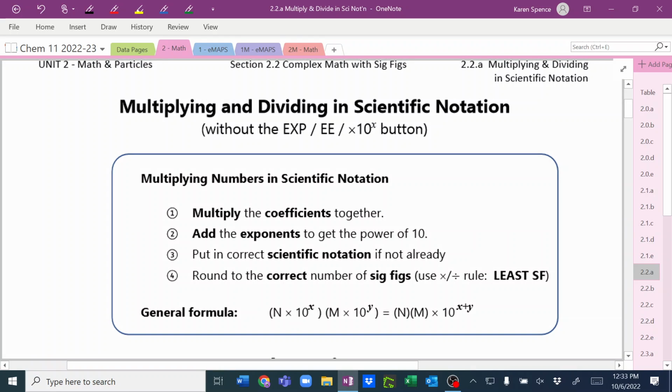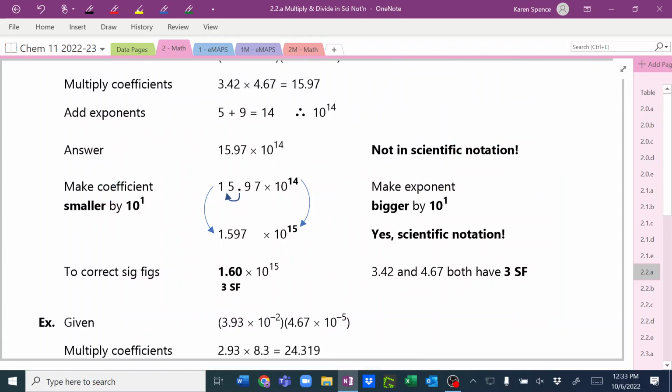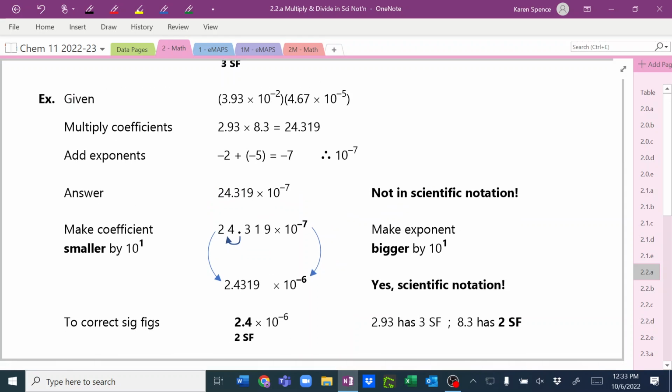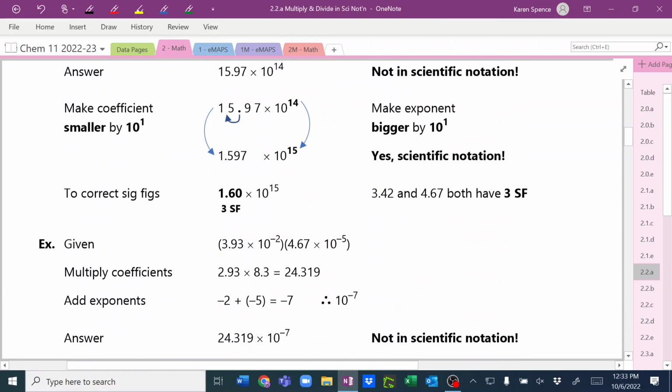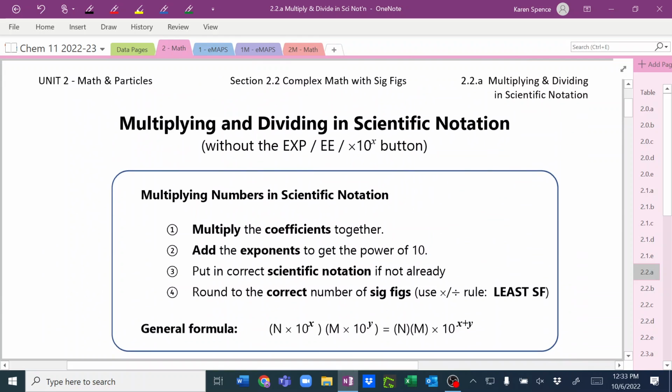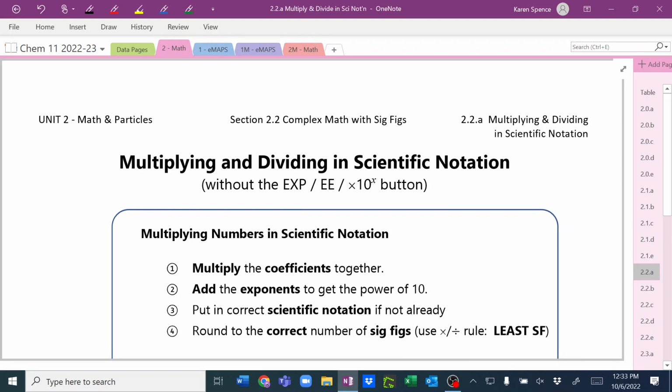Okay, so today we are going to be looking at page 24. We're going to start working our way through section 2.2. Page 24.